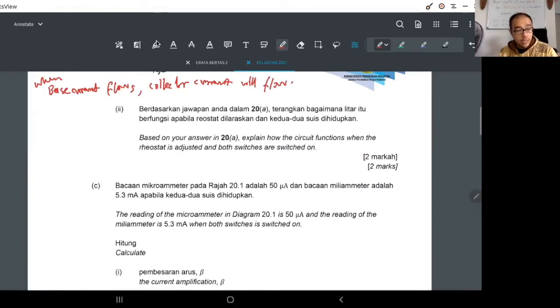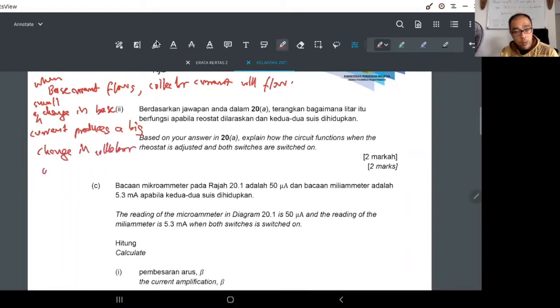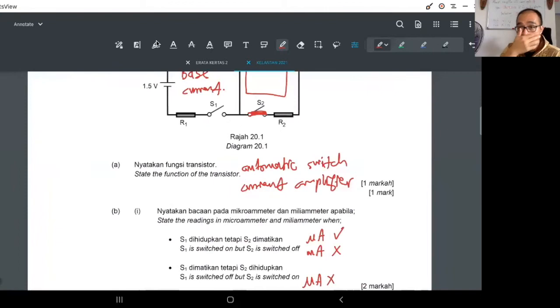Secondly, a small change in base current produces a big change in collector current. Two points, sorry for my horrendous handwriting. So this is two, this is one. When there is base current, there is collector current: automatic switch. A small change in base current will cause a big change in collector current: that is amplifier. So it's both. I answered it for you.